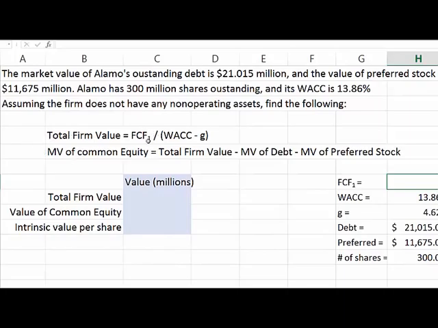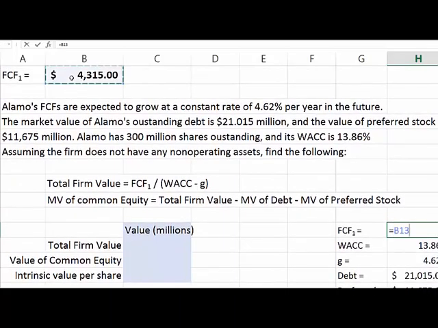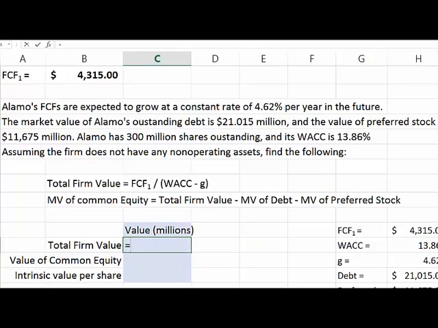Based on the formula, we know that the value of the firm will be equal to free cash flows next year over WACC minus g. We just found in the previous example that the free cash flows next year would be 4,315. And here we will do 4,315, our free cash flows next year, divided by the difference between the WACC and the rate of growth. Yeah, I'm missing the division here. We find that the value of the company is 46,699.